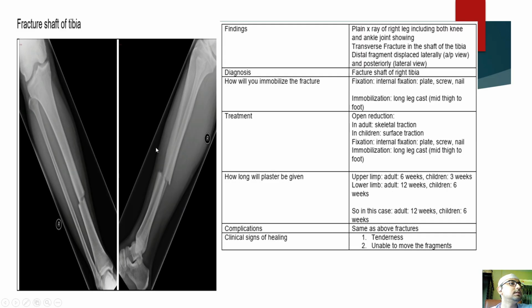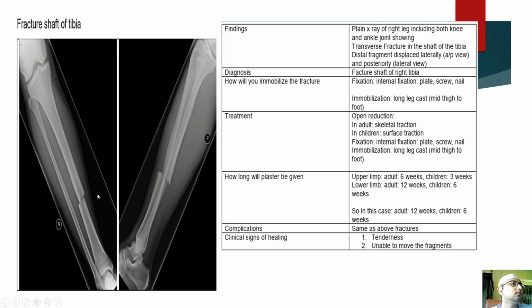And you can see this is the tibial shaft fracture. Transverse fracture of the tibia shaft. Okay. This is the anterior posterior view, this is the lateral view. The fracture shaft of the right tibia and the internal fixation plate, screw nail, and immobilization long leg cast.